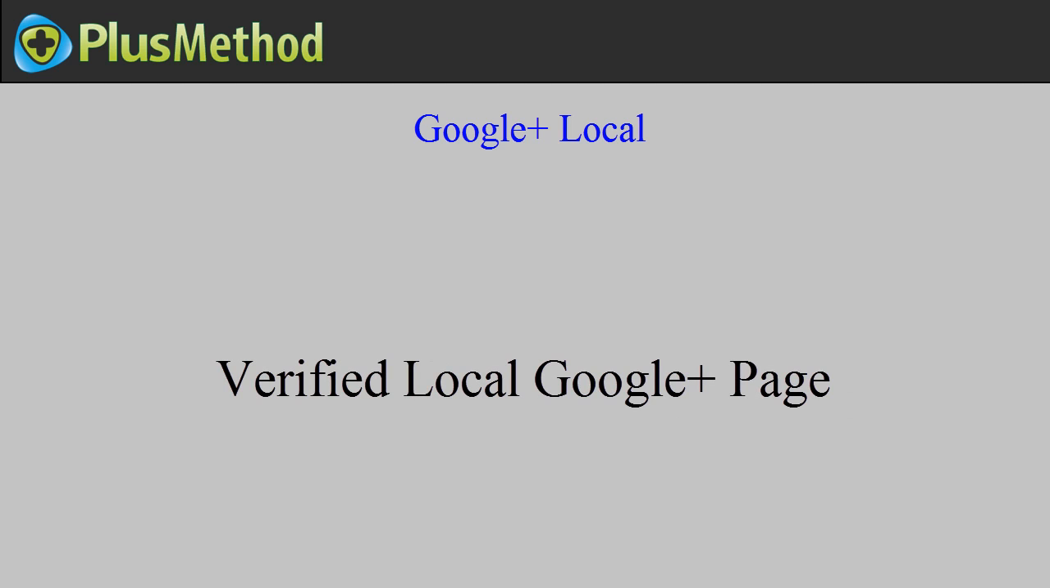When a business owner verifies a local Google Plus page, any existing listing for the business is merged with the local Google Plus page to create a single page with a verified check mark. These pages display on Google Maps, customers can leave reviews, they have posts and a videos tab, and there's a verified check mark next to the name.